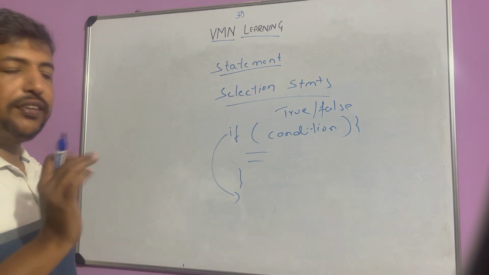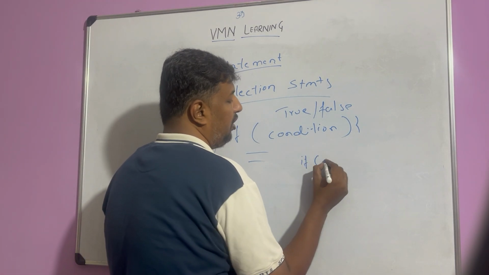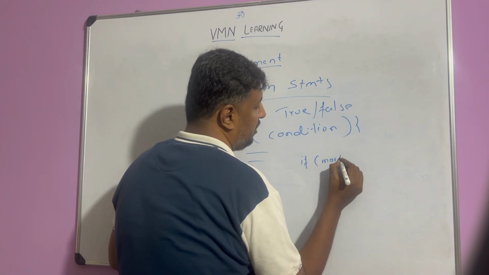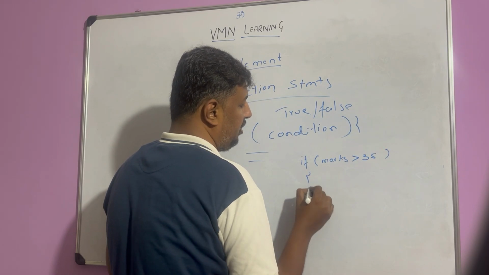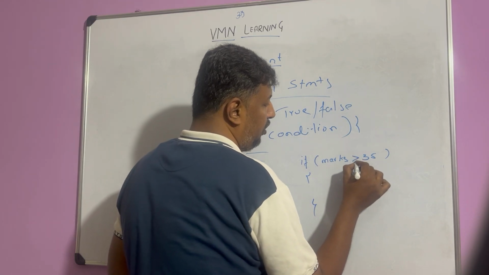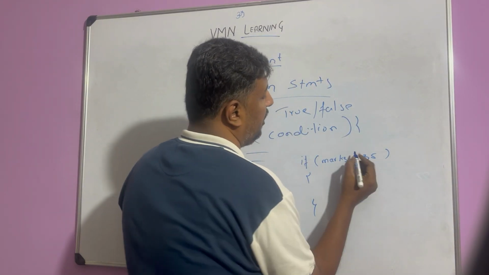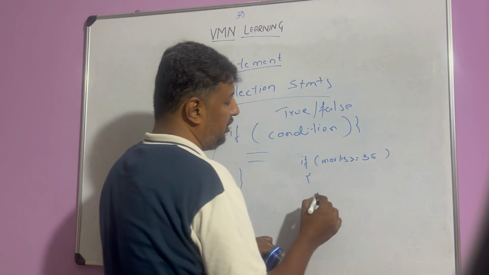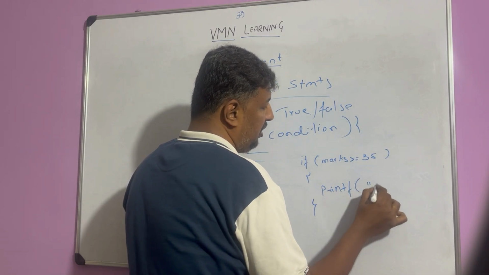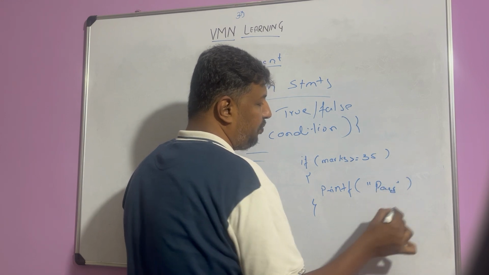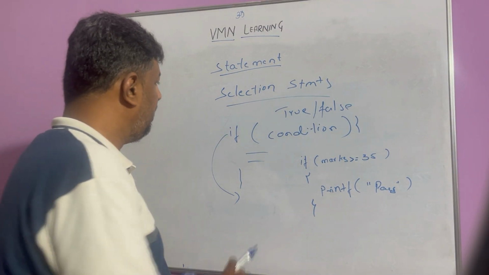Correct? For example, let's say if marks are greater than 35, not equal to, 35 is the passing mark, right? Greater than or equal to 35, the result is pass. If less than that, do not execute. Now this is the if condition.